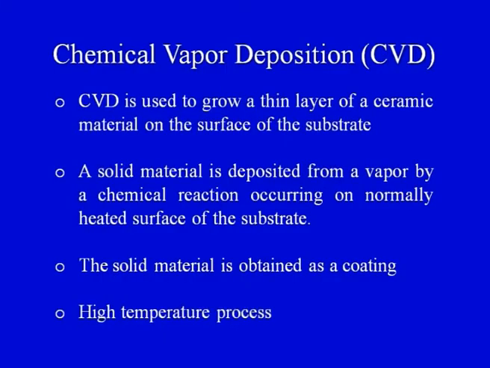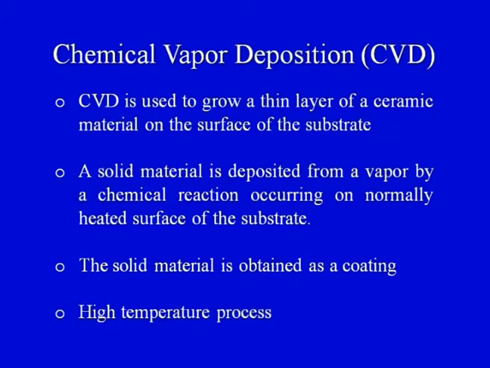Now, chemical vapor deposition, CVD, is used to grow a thin layer of a ceramic material on the surface of the substrate. So, basically there would be a coating, there would be a substrate. The substrate is a heated substrate because CVD is a process which is carried out at an elevated temperature. On that substrate surface we have to create the coating, and the coating would be a ceramic coating. A solid material is deposited from a vapor by a chemical reaction. So, the coating would be a solid material coating and would have a certain thickness.